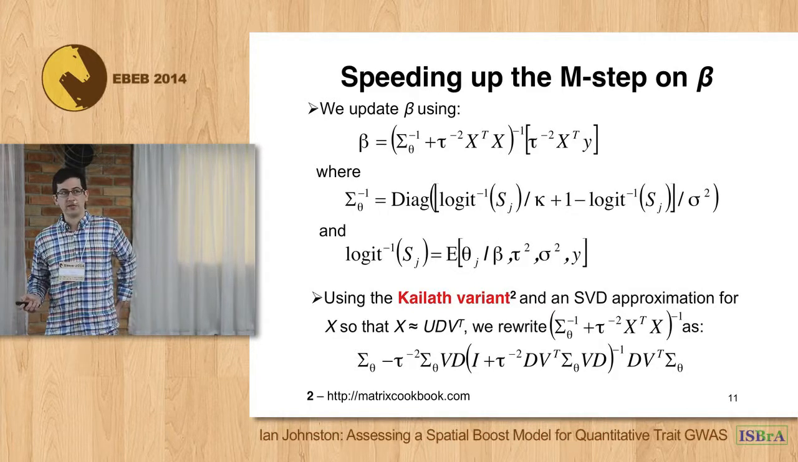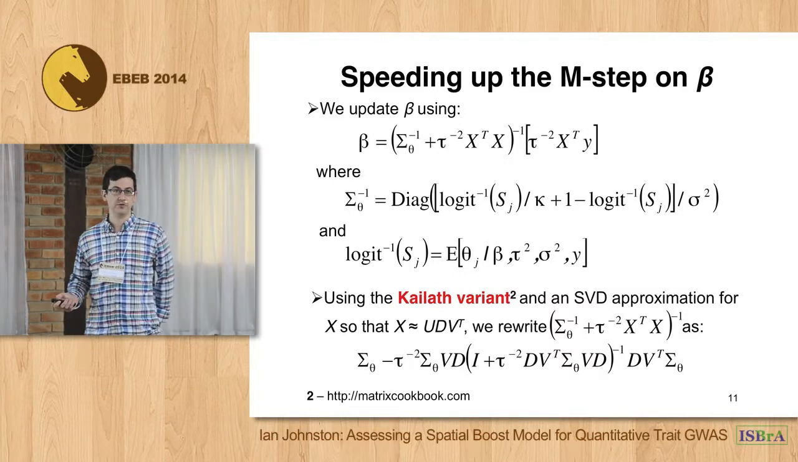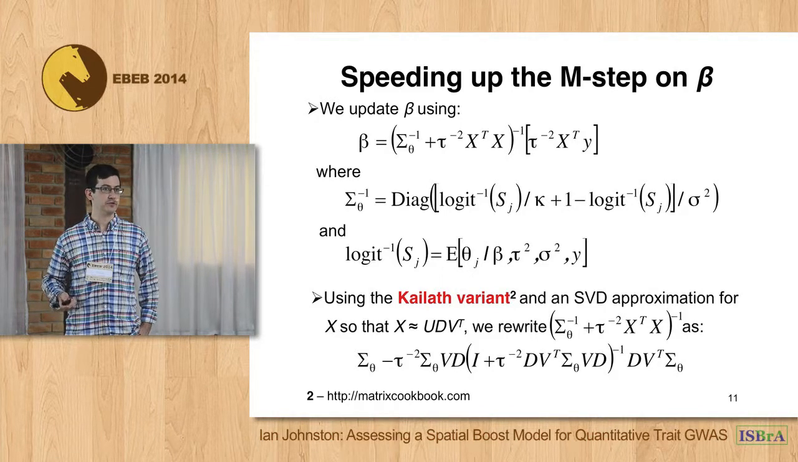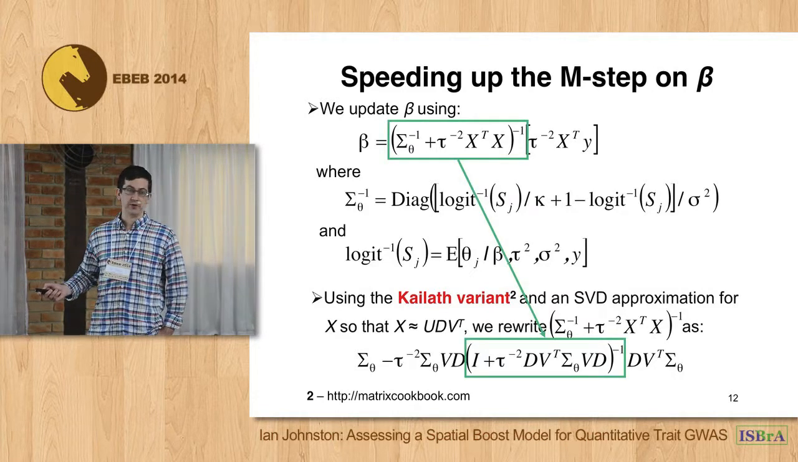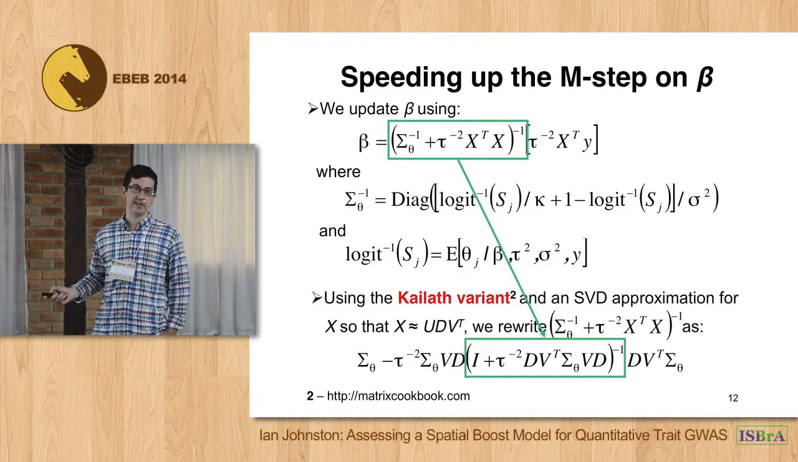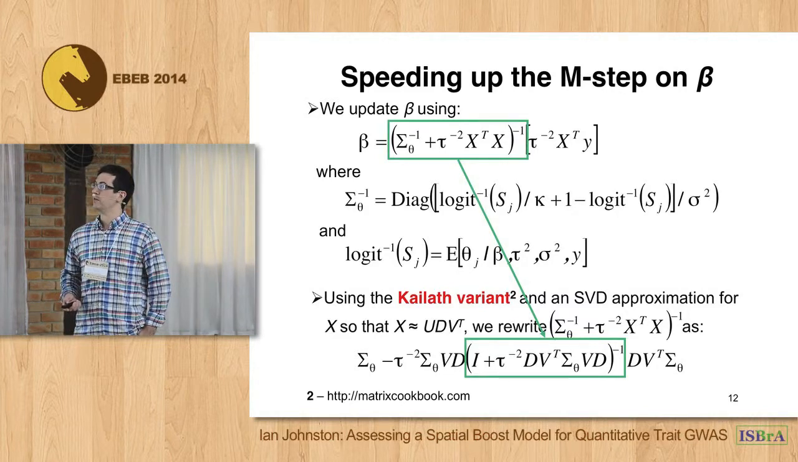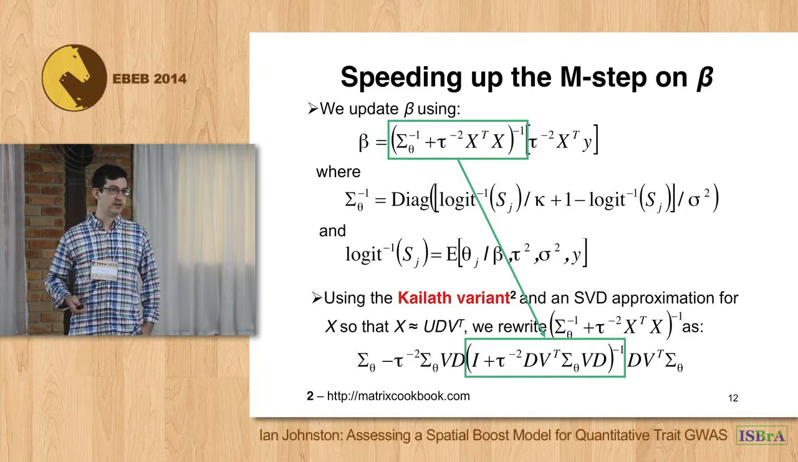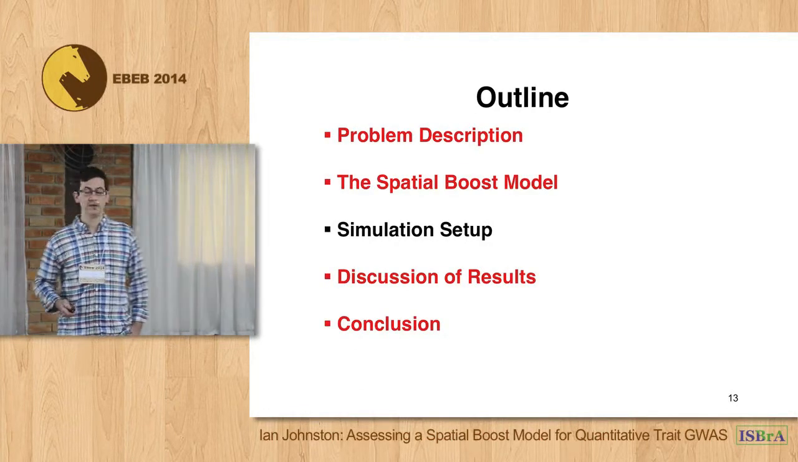It turns out if you use an SVD approximation to X, so if we write X equals UDV transpose, and in particular, if we take a truncated approximation, so we only use, let's say, K singular vectors, then using the Woodbury variant of the matrix inverse, we can actually replace this inversion of a P by P matrix with the inversion of a K by K matrix. So it's a huge speed up in the computing time. But again, we want to understand what is the effect of choosing a smaller number of singular vectors on our model performance. So let's talk about how we actually assess these things.